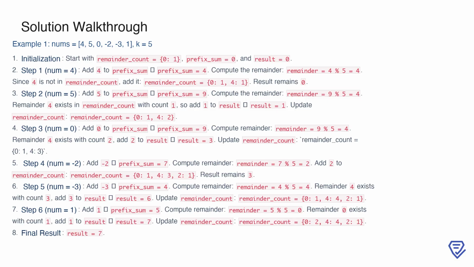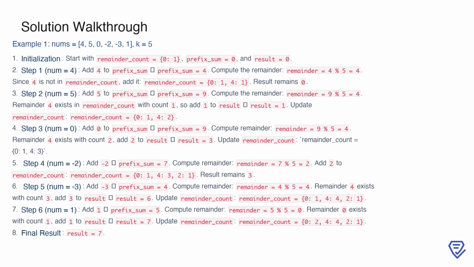For the next number, 0, adding it to prefix_sum keeps it at 9, and the remainder remains 4. This time, 4 has a count of 2 in the hash map, so we add 2 to result, making it 3. We then update the hash map to {0: 1, 4: 3}.